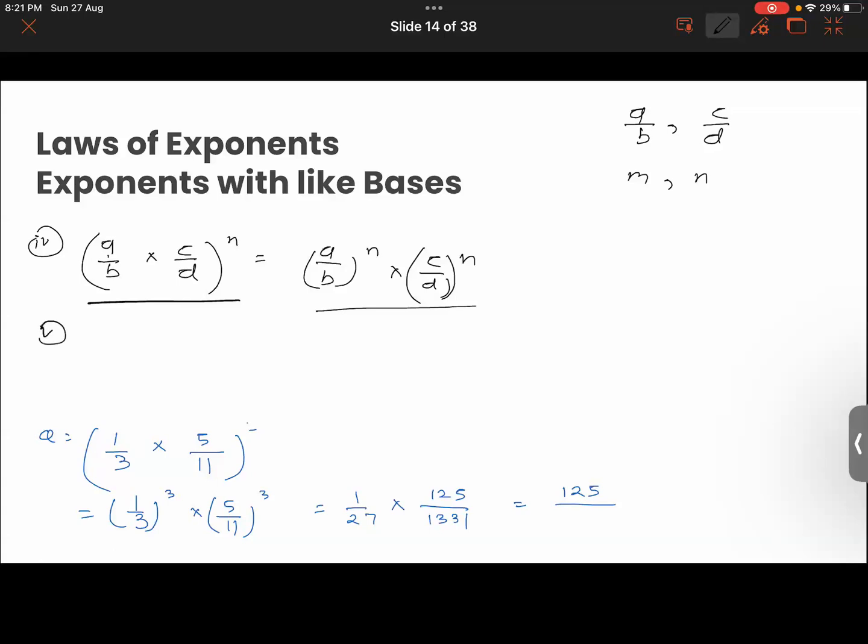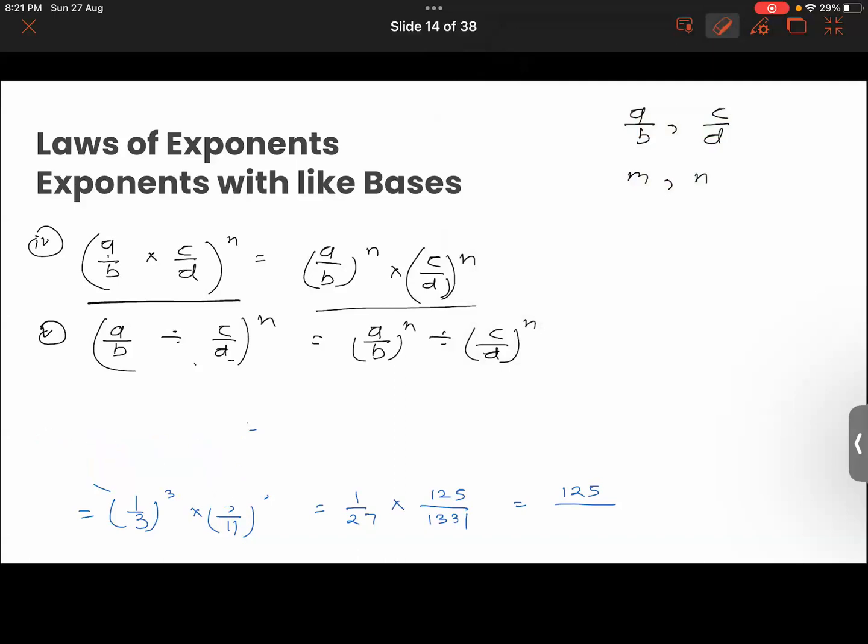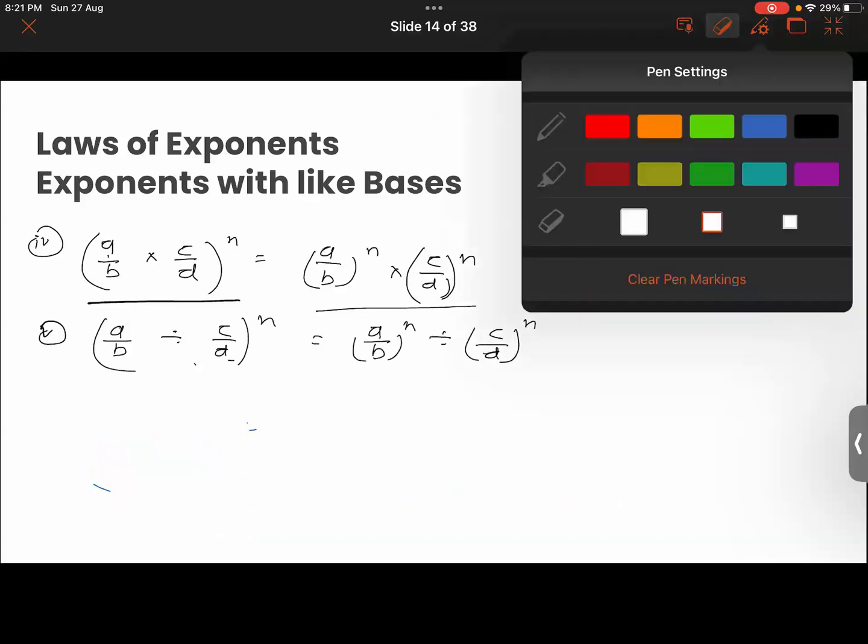Or the fifth one, let's say if you were to have a upon b divided by c upon d, both of them being divided, and raised to the power of n. So how can we write them? It will again be a upon b raised to the power n divided by c upon d raised to the power n, right? Exactly, so that is simply easy.